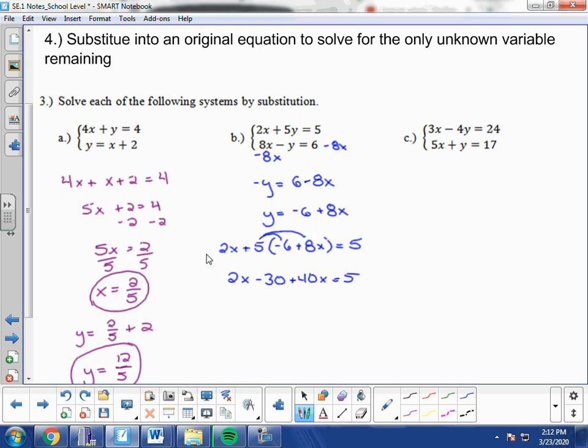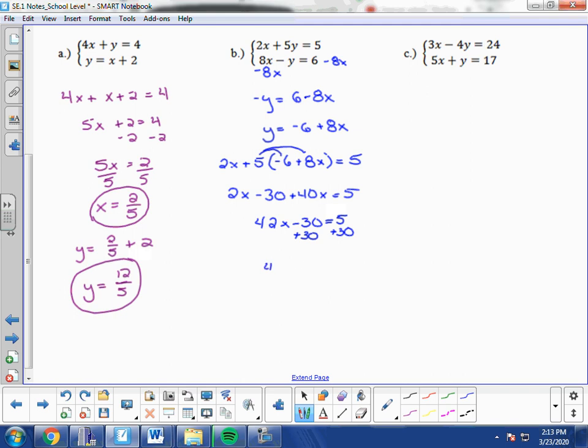Combine my like terms, so 40x plus 2x is 42x minus 30 equals 5. Add 30 to both sides. 42x equals 35. Then finally, divide by 42. So x equals 35 over 42, which simplifies into 5/6.